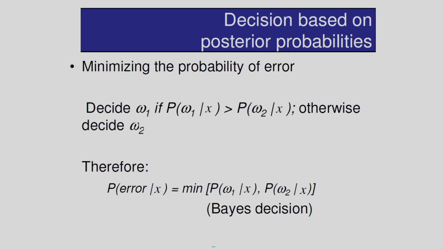So we have to minimize the probability of error. How to minimize this? Decide the class W1 if the probability of W1 given x is greater than probability of W2 given x. Otherwise I have to decide the class is W2. Based on this principle I can minimize the error, so I have to select the appropriate class. The class you can select by these probabilities, the probability of W1 given x and probability of W2 given x.